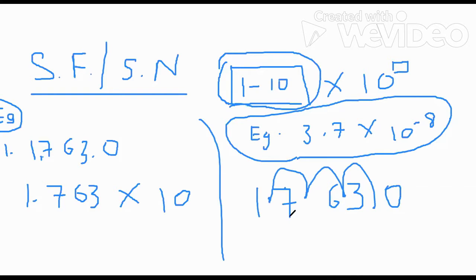Let me ask a question now. Which of these values, 1.763, 17.63, 176.3, lie between 1 and 10? 1.7. Okay.